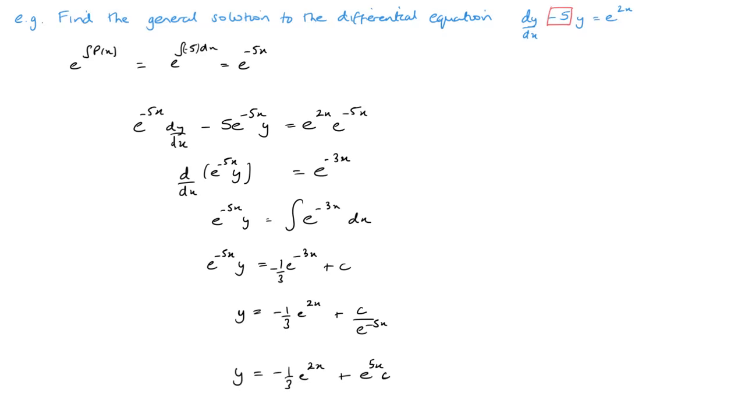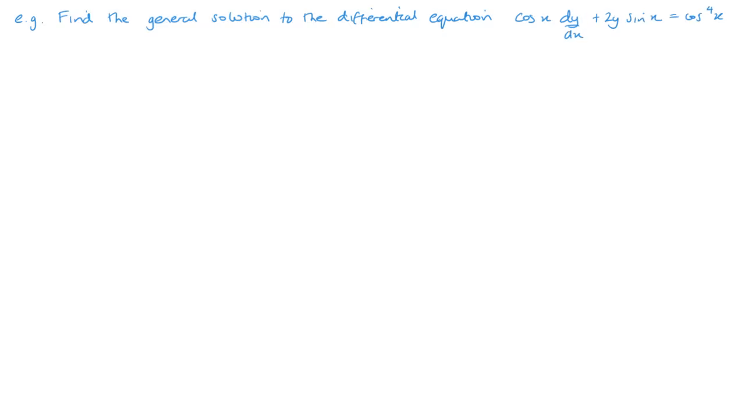Now I think it's worth having a look at another example with this. So here we have this differential equation. Now if I divide through by cos x, I'll have it in the form dy/dx + Py = Q. Dividing through by cos x, I get dy/dx + 2y, and then sin x divided by cos x is tan x, equals cos cubed x.